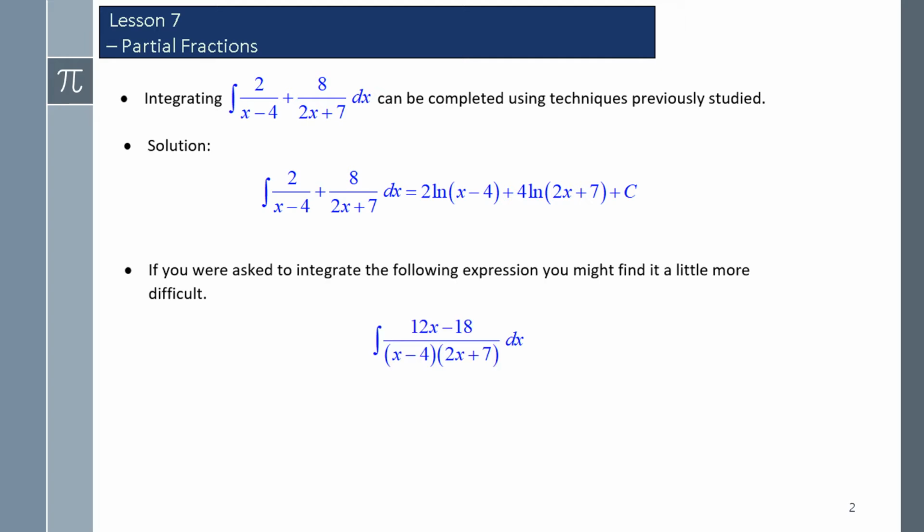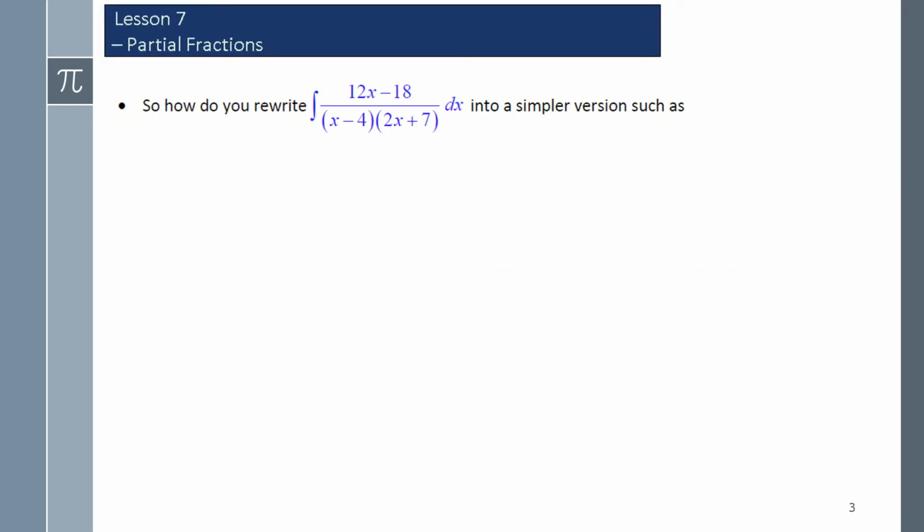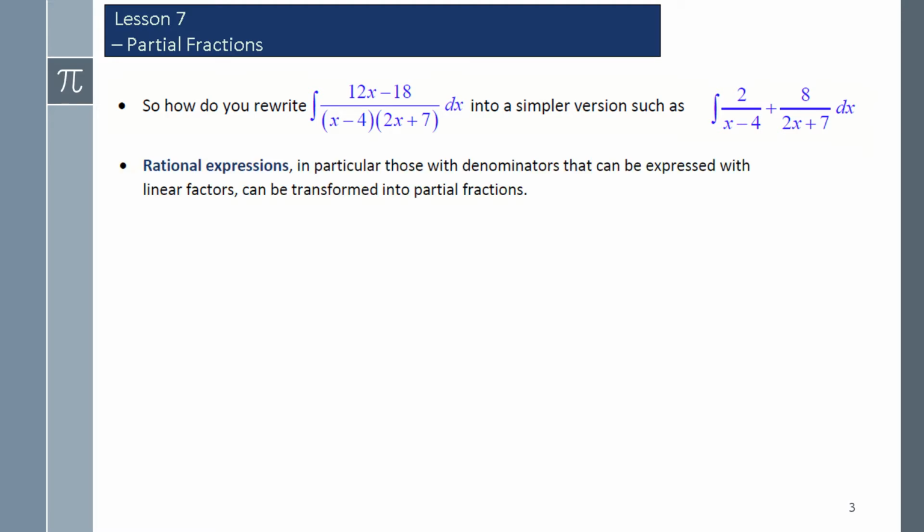If you were asked to integrate the following expression, you might find it a little bit more difficult. When I see this, we now have a linear numerator and a polynomial to the power of 2 as a denominator. How can we separate this? How do you rewrite something like this into a simpler version, such as what we have here? We have two separate fractions that are a lot easier to integrate compared to our first.